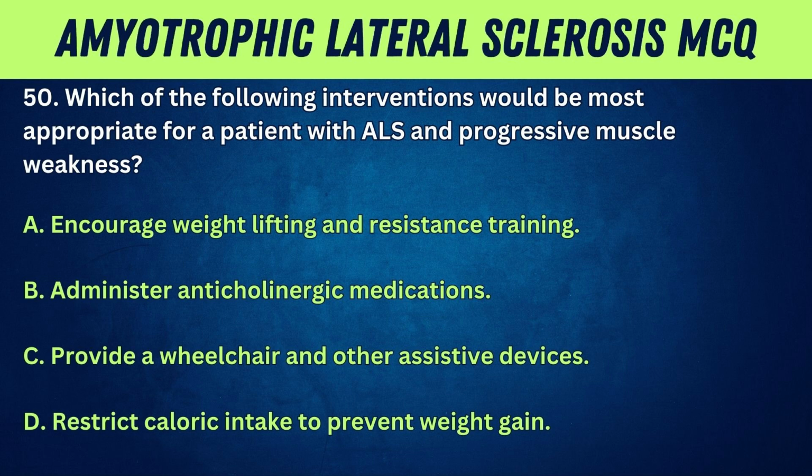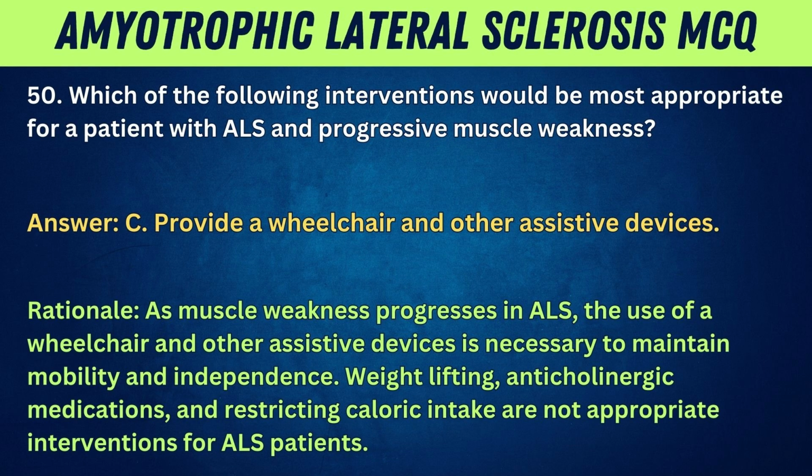50. Which of the following interventions would be most appropriate for a patient with ALS and progressive muscle weakness? A. Encourage weightlifting and resistance training. B. Administer anticholinergic medications. C. Provide a wheelchair and other assistive devices. D. Restrict caloric intake to prevent weight gain. Answer: C. Provide a wheelchair and other assistive devices. Rationale: as muscle weakness progresses in ALS, the use of a wheelchair and other assistive devices is necessary to maintain mobility and independence. Weightlifting, anticholinergic medications, and restricting caloric intake are not appropriate interventions for ALS patients.